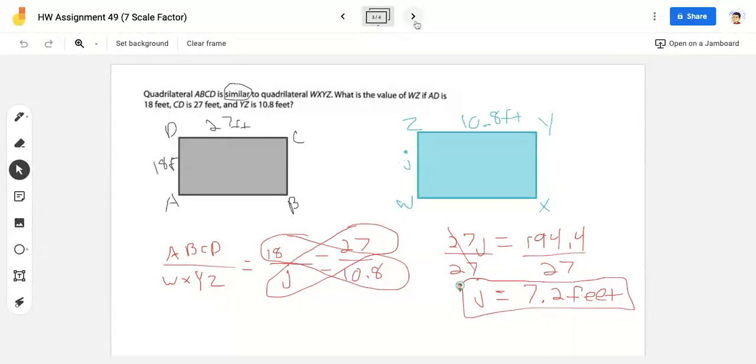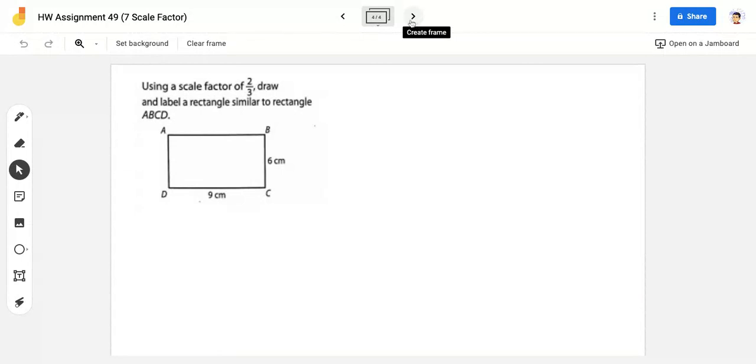All right, last example where we will have to use a scale factor, and we will have to come up with a new drawing. And it doesn't have to be to scale again. So using a scale factor of 2/3, the scale factor is 2/3. Draw and label a rectangle similar to rectangle ABCD. We can call the quadrilateral something else.